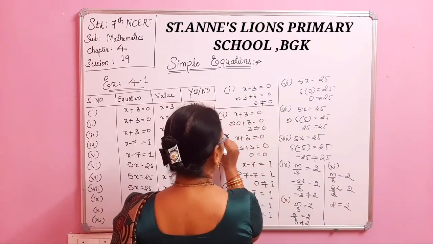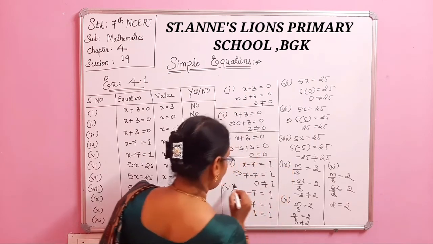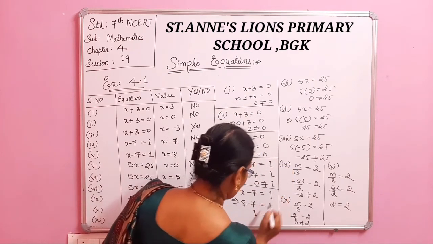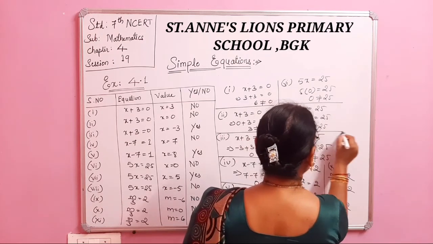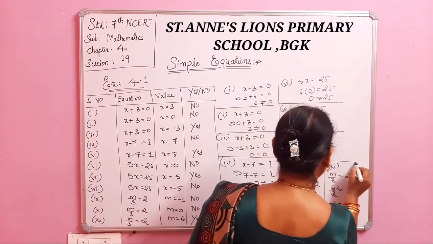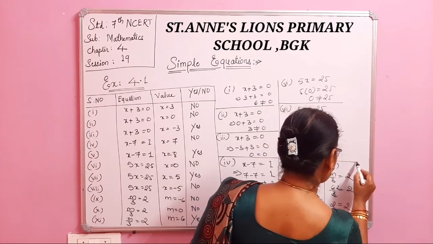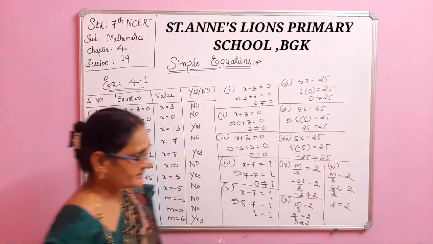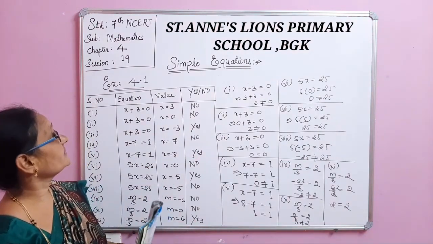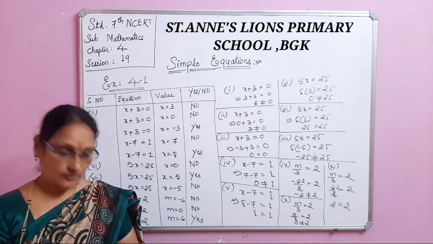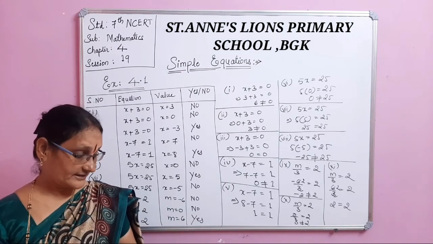So separately you can write neatly. Since the space is very little, I wrote like this. So please try to understand and write it properly. I hope it is clear to you. Sums are very easy. Okay. So this is the first main of exercise 4.1. The remaining mains I will do in the next session.